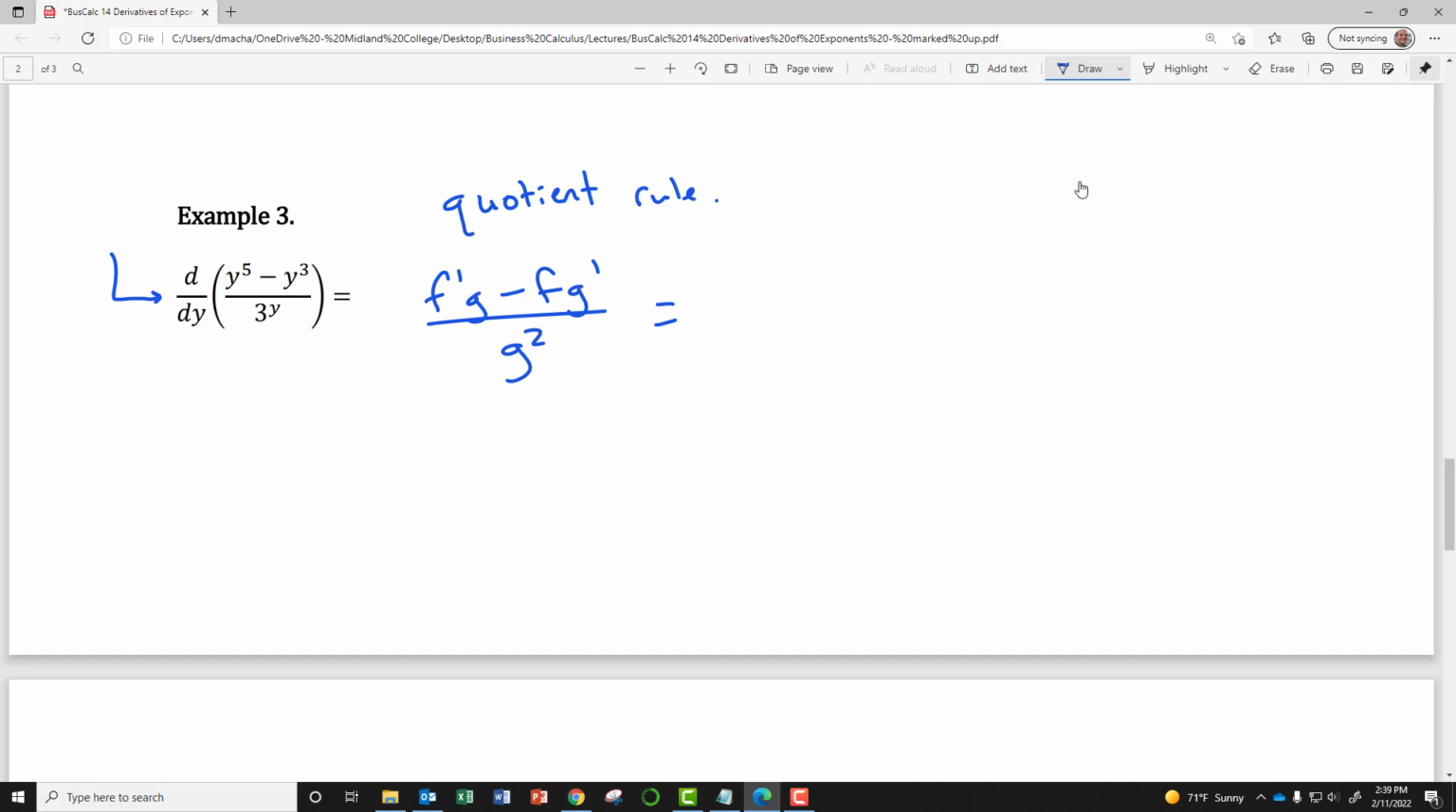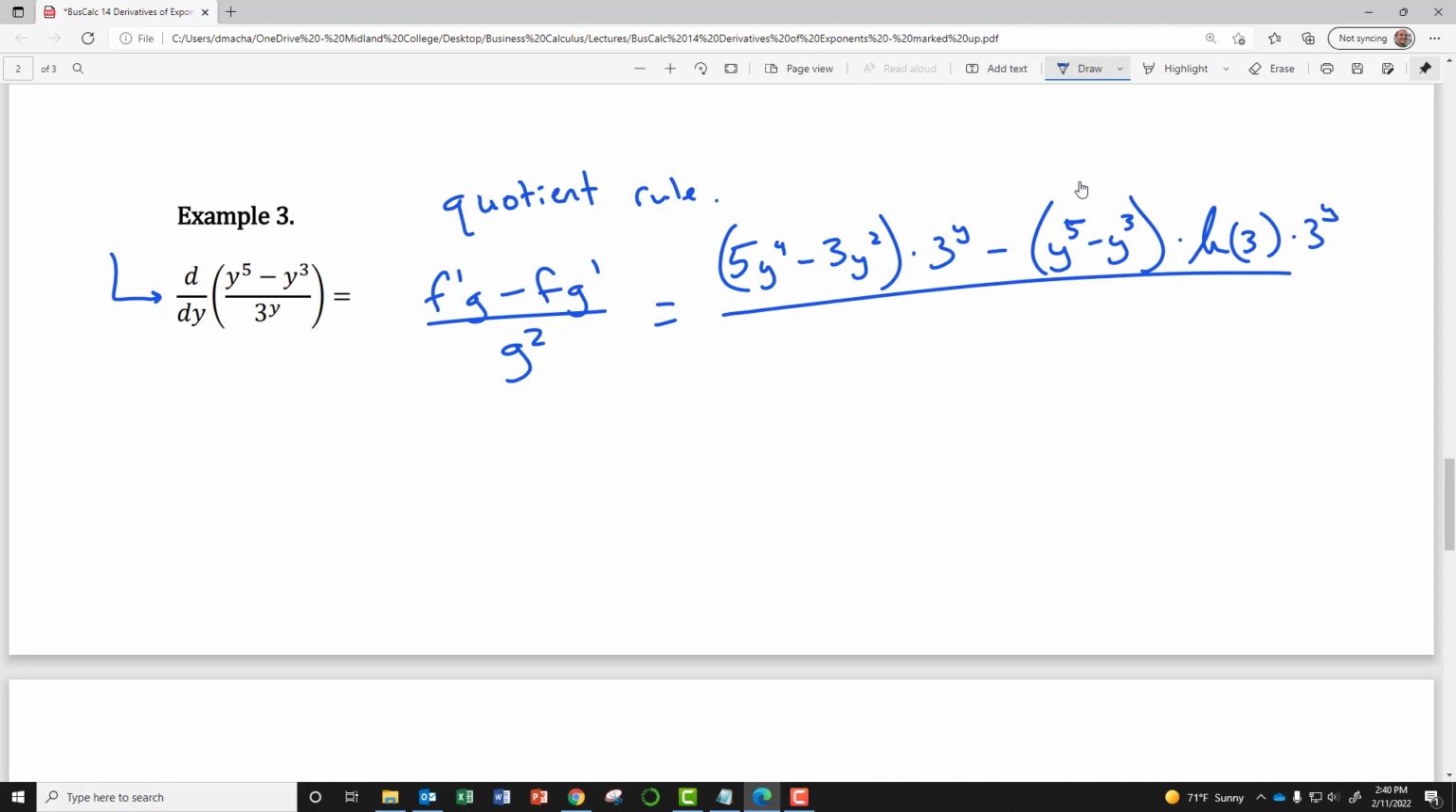And again, f represents my numerator. And so f prime is going to be the derivative of my numerator, so it'll be 5y to the 4th power minus 3y squared for f prime. Then I multiply times g, which is my denominator, 3 to the power y, minus f, which is y to the 5th minus y cubed, times g prime. Now g prime is the derivative of my denominator, so I write natural log of 3 times 3 to the power y. And I divide the whole thing by g squared, which is 3 to the power y all squared.